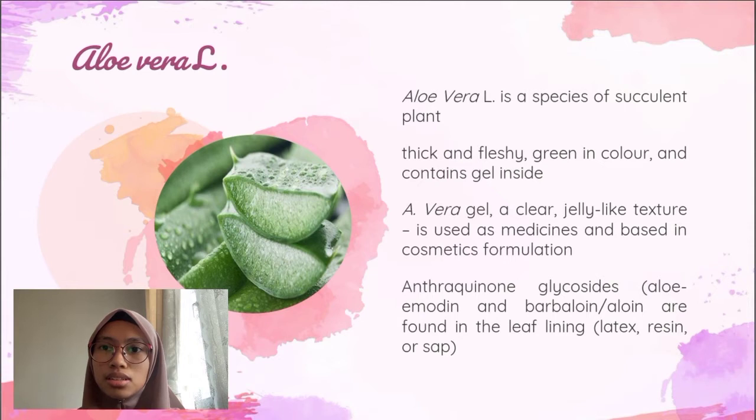Aloe vera is a species of succulent plant. It is thick and fleshy, green in color, and contains gel inside. Aloe vera gel, a clear jelly-like texture, is used as medicine and as a base in cosmetics formulation. Anthraquinone glycosides, aloe-emodin, and barbaloin or aloin are found in the leaf lining, latex, resin, or sap.